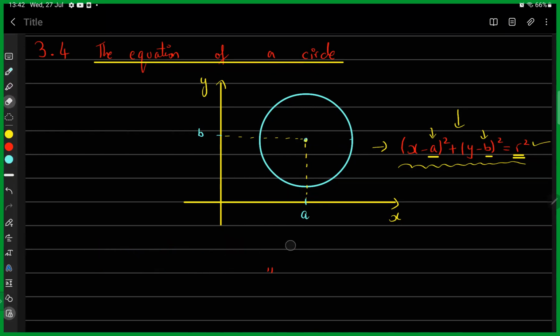Okay, are you familiar with the Pythagoras theorem? Right? Yes, yes. Okay, perfect. Let me just make the thing here.